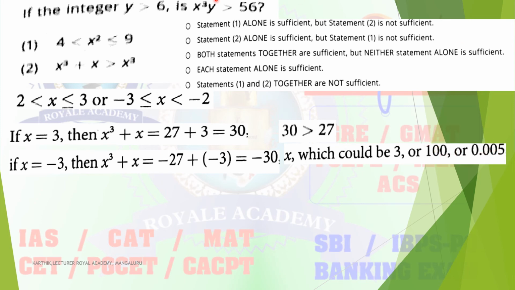After choosing a value, if you substitute here, you can't tell whether x cube y is greater than 56. Why? Because the x value may be 100. If you choose a large value, then you would get more than 56. If you choose a small value, x is equal to 0.005, then you will get a very small value. So from the second statement also you can't tell whether it is possible or not.